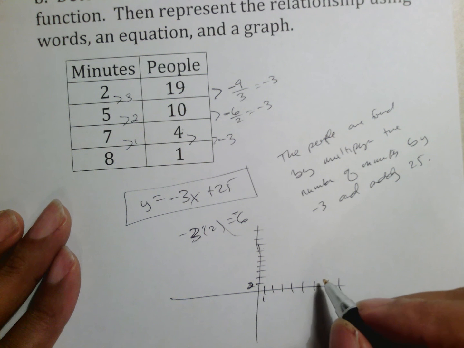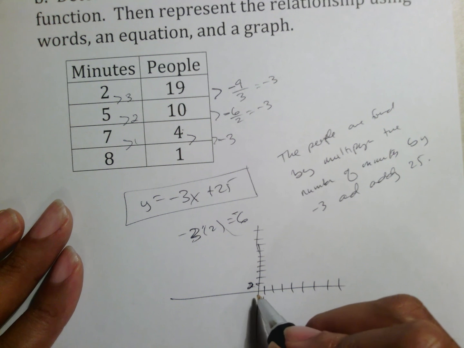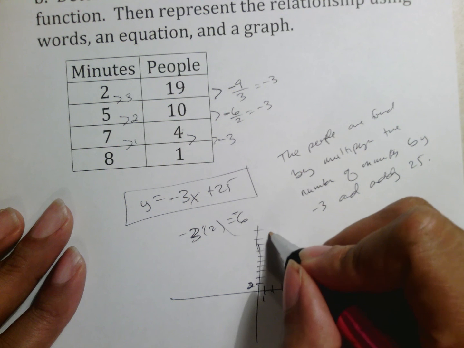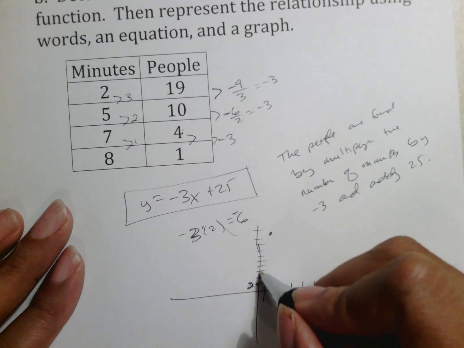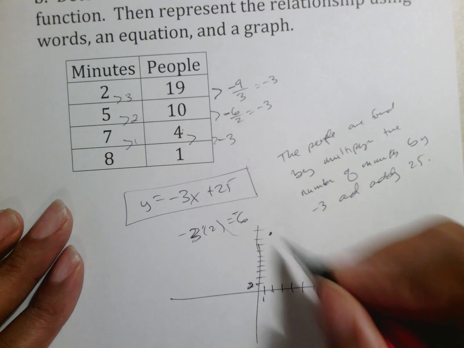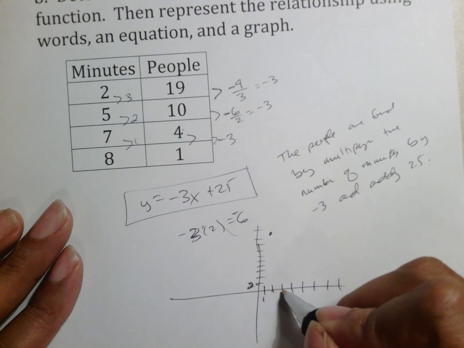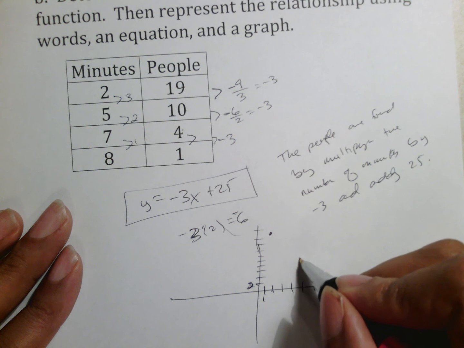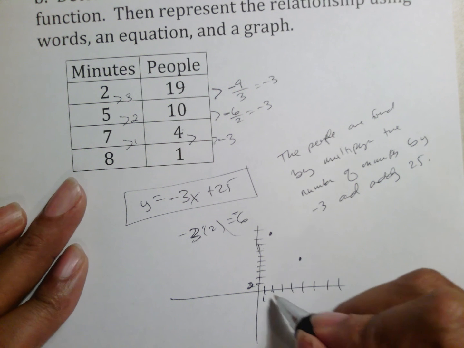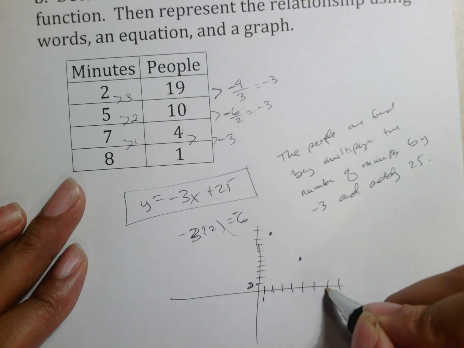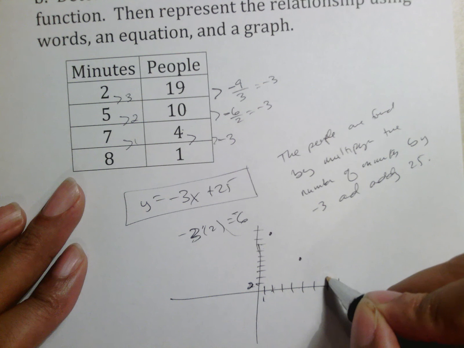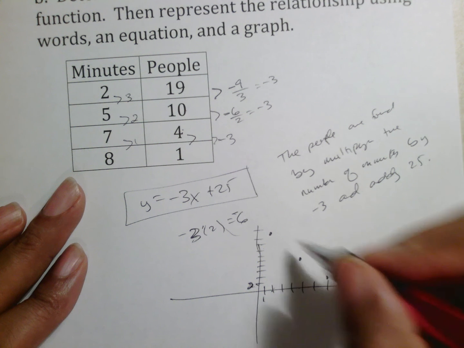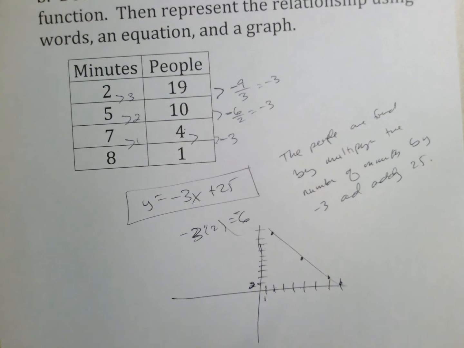And from there, all you have to do is just make sure you make a good approximation. So 2, 19 would be over 2, up 19, which of course is right around there. 2, 4, 6, 8, 10, 12, 14, 16, 18. Yep. 5, 10 is over 5. 2, 3, 4, 5, up 10. 2, 4, 6, 8, 10, which is somewhere around there. 7, 4, 1, 2, 3, 4, 5, 6, 7, up 4, which is 2 marks. And then 8, 1 would be up halfway. And notice again, those are kind of linear, and we can draw it through there.